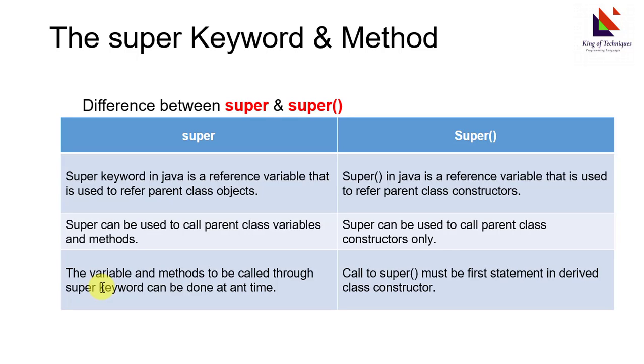What is the main difference between the super keyword and super method? Difference between super and super(). The super keyword in Java is a reference variable that is used to refer to the parent class.